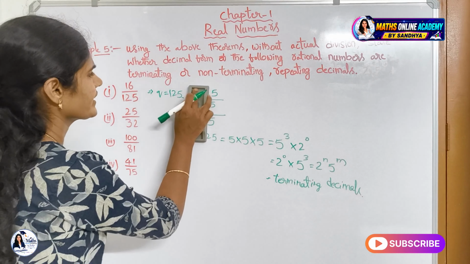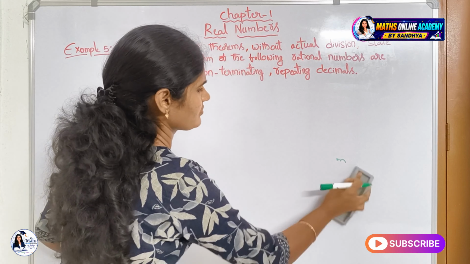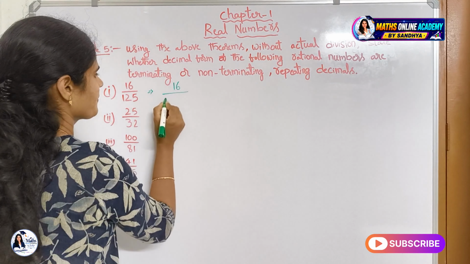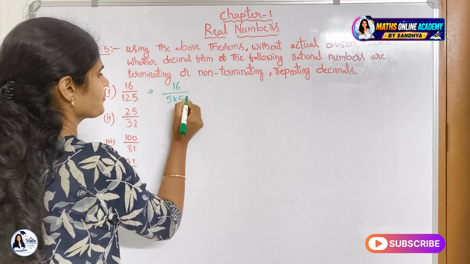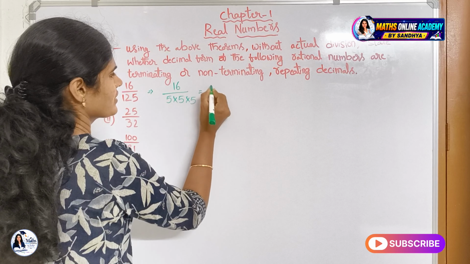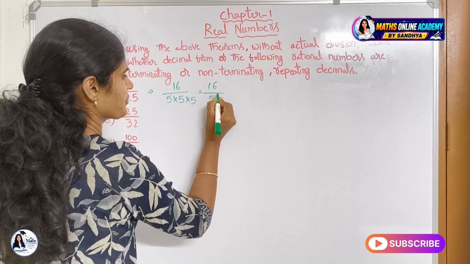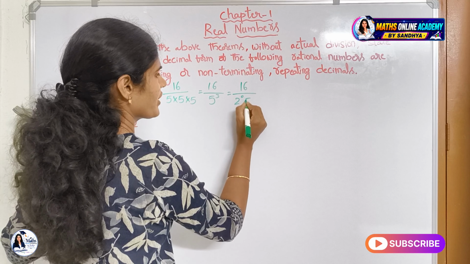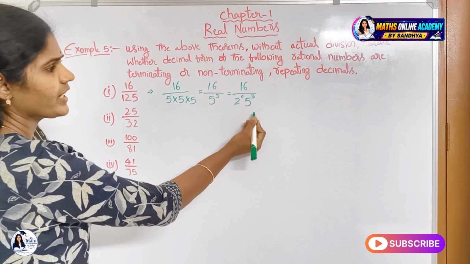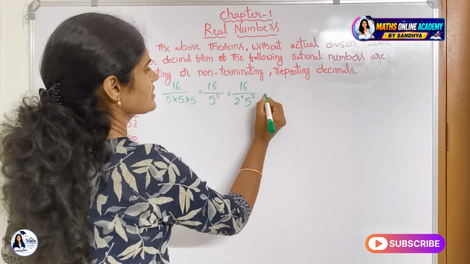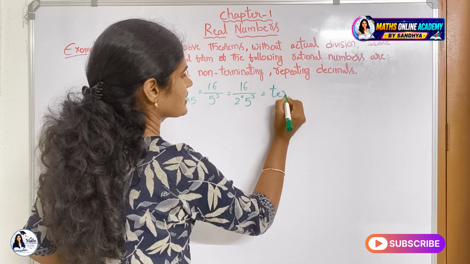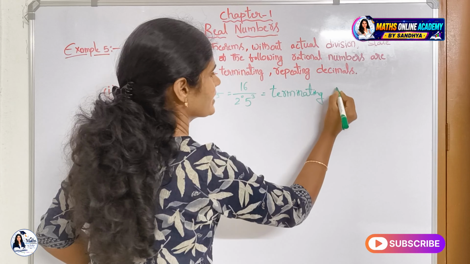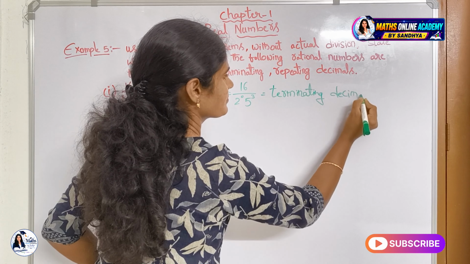As a shortcut, you can write directly 16 by 5 into 5 into 5. So, 16 by 5 cube. 16 by 5 cube means 16 by 2 power 0 into 5 cube. This is in the form of 2 power n and 5 power m. So, this is terminating decimals.